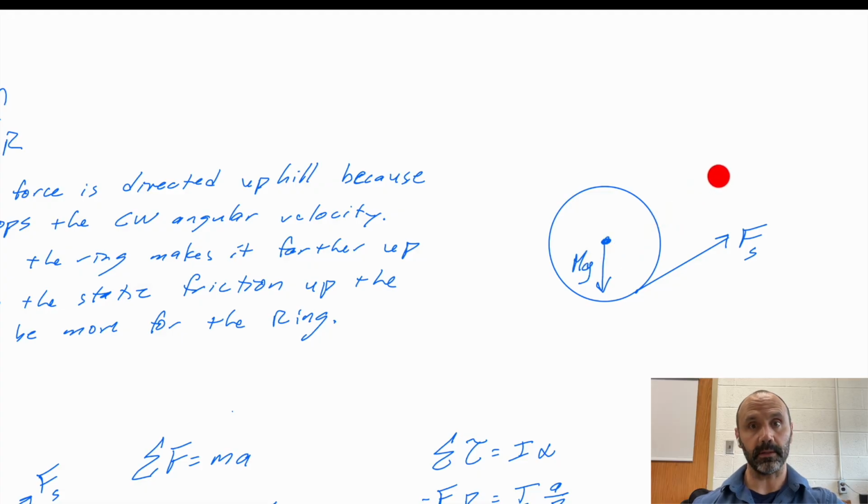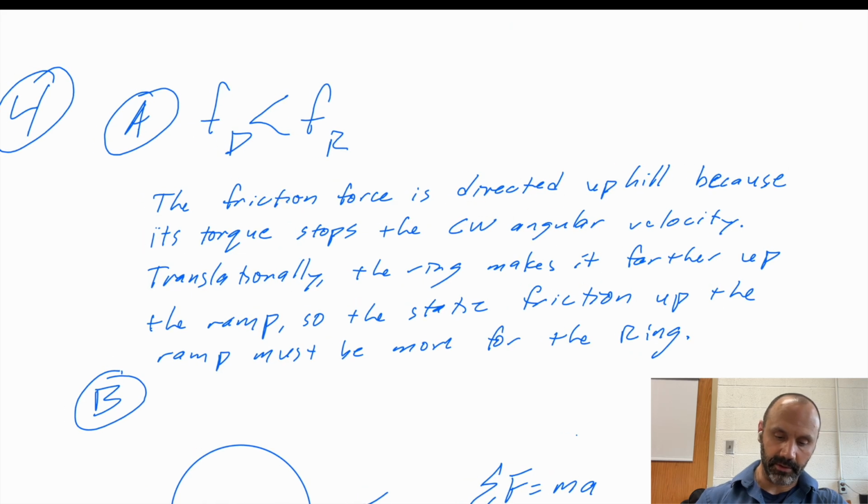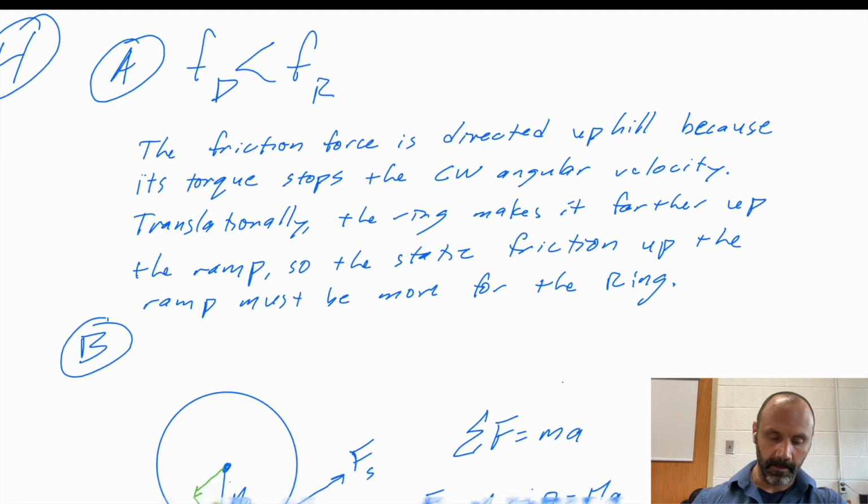And which one is that? That's the ring, right? And so that's what I kind of explain here, that the friction force is directed uphill. So translationally, the ring makes it farther up. And so the ring must have a higher static friction force. And so that's what's indicated here with those symbols.